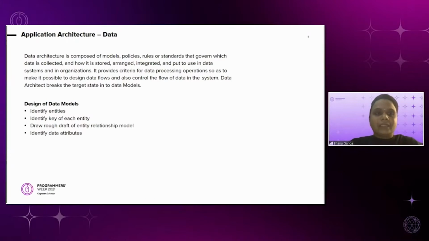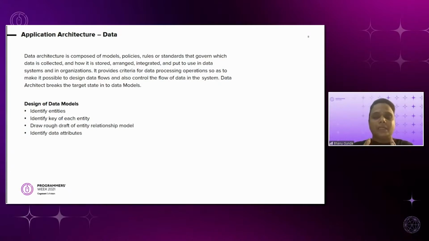Then, followed by that, how the data will be organized in an application. Data plays a major role in any application implementation. In the data architecture, he would provide the models, policies, and rules to place the data in the database: how the data will be collected, stored, arranged, and integrated, such that it provides a criteria and a process to foresee how the data flows inside the database, and from there how the business layer team and UI team will read the data or put the data into the data systems.